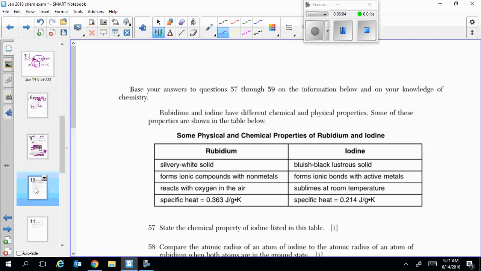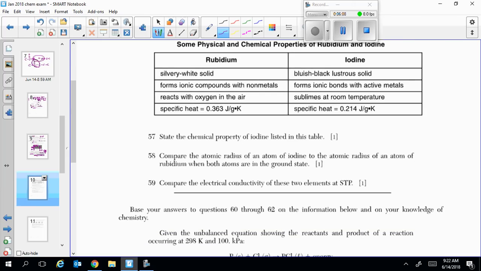Okay. Rubidium and iodine have different chemical and physical properties. Some of them are shown here. The first one is: state the chemical property of iodine. So here's iodine over here. Bluish black, that's a physical property. Forms ionic bonds with active metals. Ooh, I would write that right here. That is a chemical property.